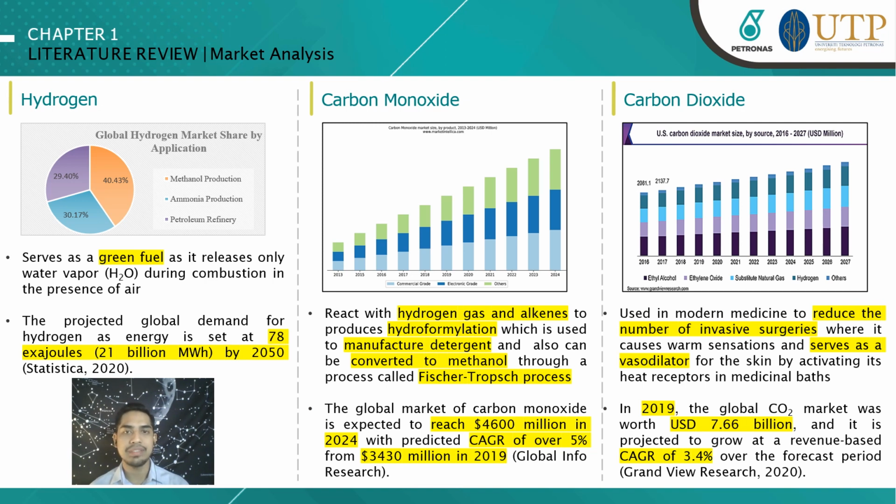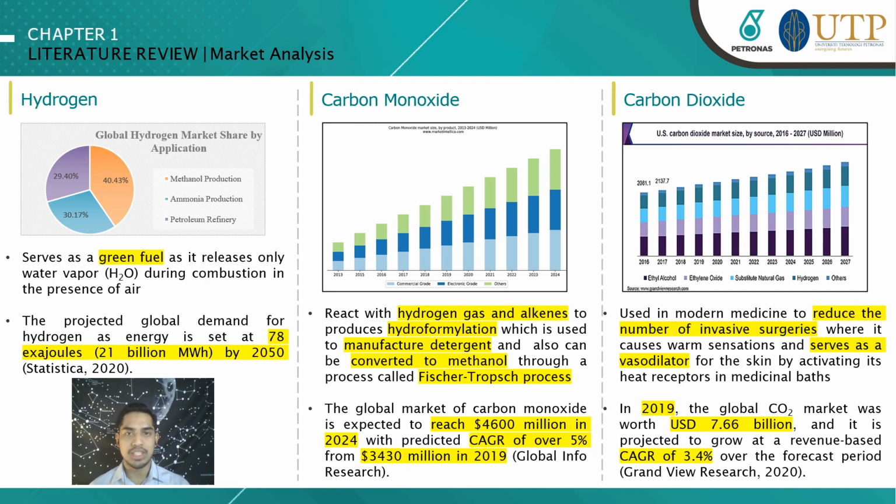Nowadays, hydrogen can serve as a green fuel as it releases only water vapor during combustion in the presence of air. According to Statista 2020, the projected global demand for hydrogen as energy is set at 78 exajoules, equivalent to 21 billion megawatt-hours by 2050. The second one is carbon monoxide. This gas can be used in hydroformylation to manufacture detergent by reacting with hydrogen gas and alkene. Carbon monoxide can also be converted into methanol through the Fischer-Tropsch process.